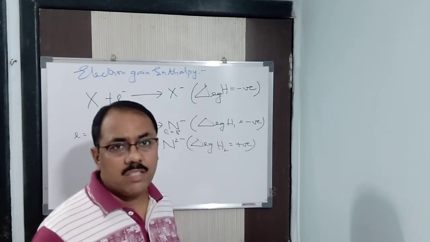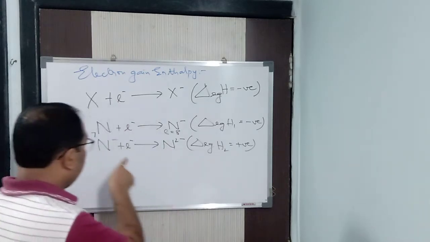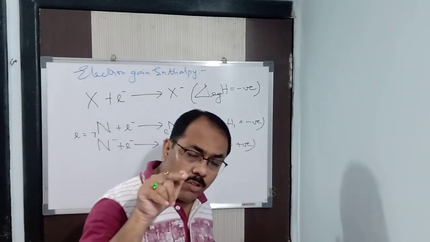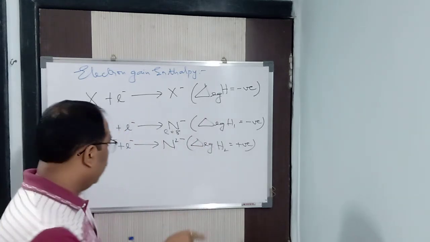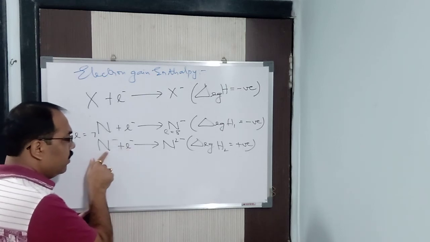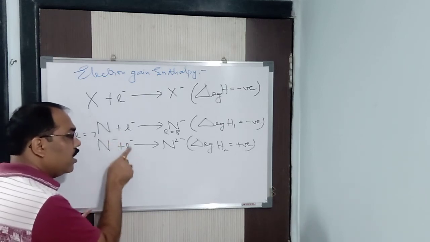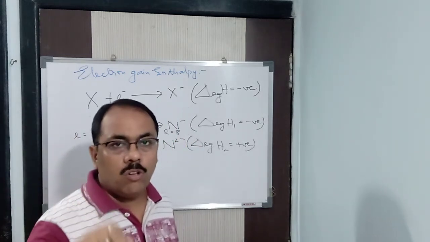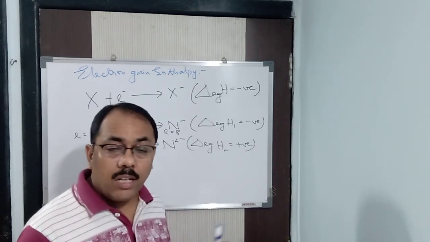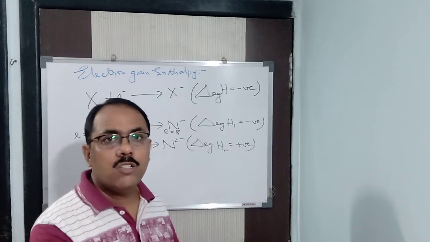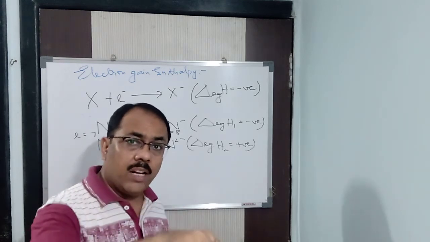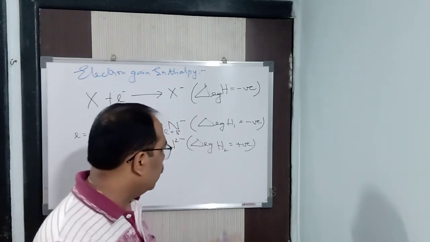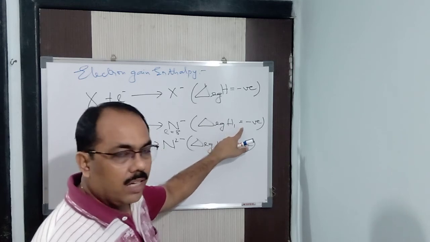Due to the increase in the repulsive forces, when you are going to add the second electron, one more electron, you have to overcome these repulsive forces, then only you will be able to add an electron. Listen carefully. If you are adding an electron to this N minus, you have to overcome the repulsive forces. Overcome means you have to supply energy to it. Then only you will be able to add an electron to it. Supply means endothermic, absorbing. So in this way, the first electron gain enthalpy is negative, the second electron gain enthalpy is positive.